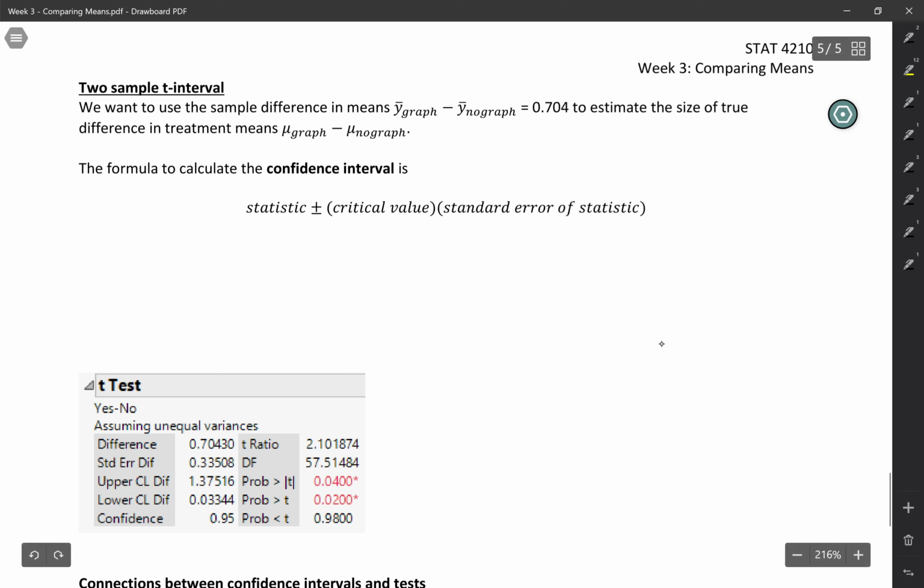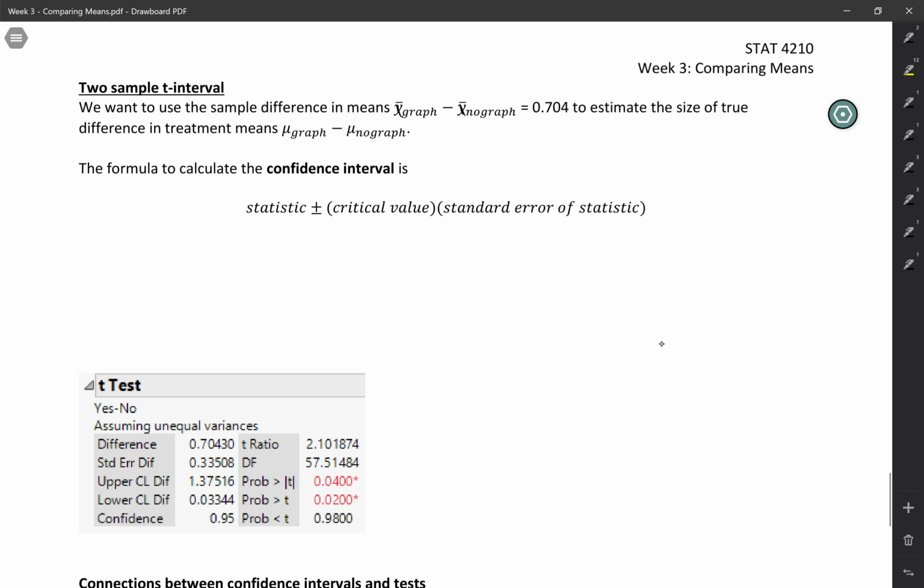Y'all are going to kill me. So I messed up the symbols. In this class, I think we say X bar for the sample means. Also, it looks like I've used a third label, graphs minus no graphs. Hopefully you know how I'm labeling the groups. Sorry, I'll try to do better with that.